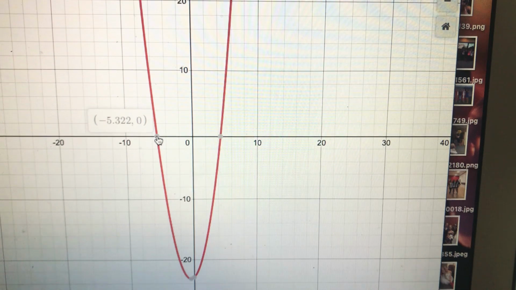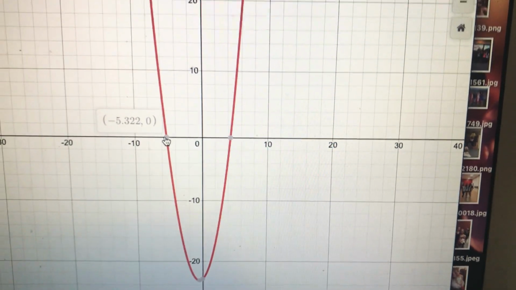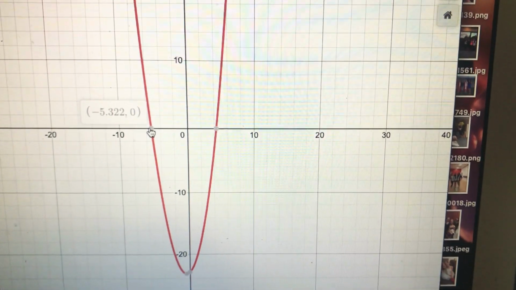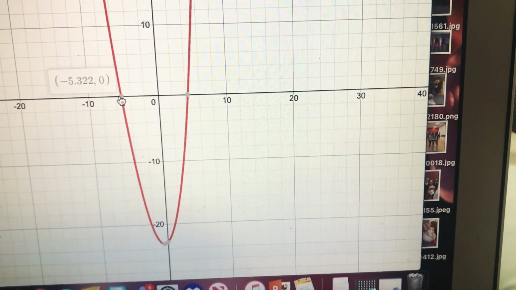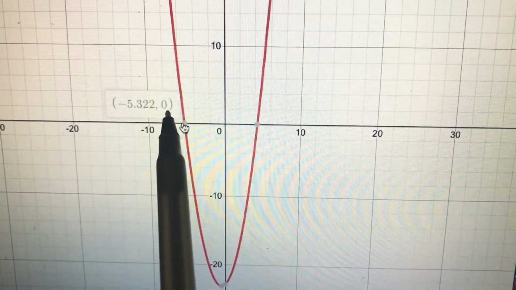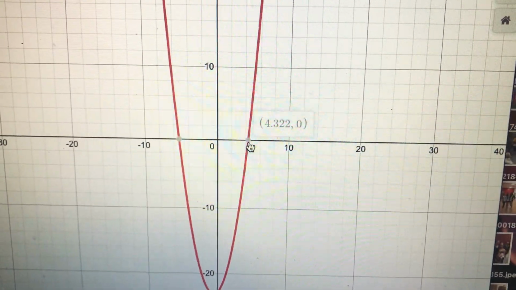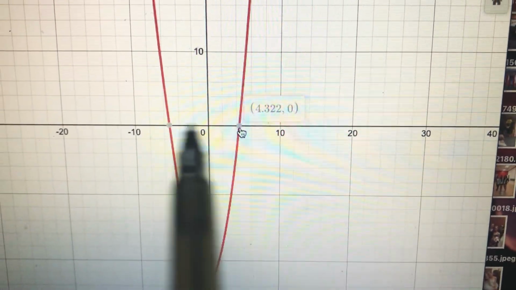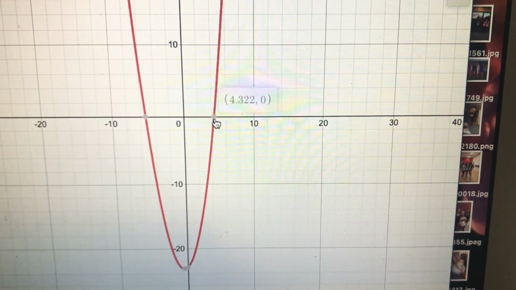So this quadratic has two solutions, and I can go ahead and write those down on my paper as my answer. So again, I have an x-intercept at negative 5.322, and notice how at this x-intercept, my y value, my function, is equal to 0, which is exactly what we want. I have one more x-intercept where it's crossing the x-axis, the line going side to side, at 4.322.